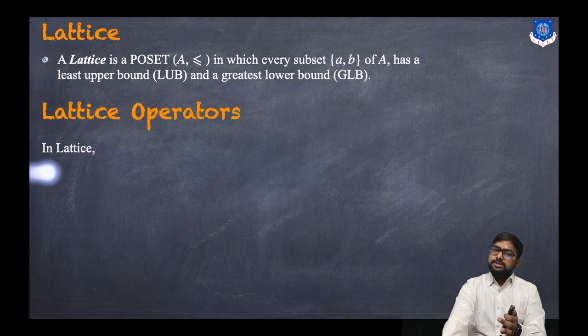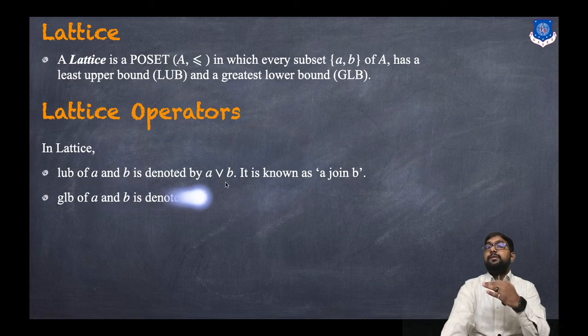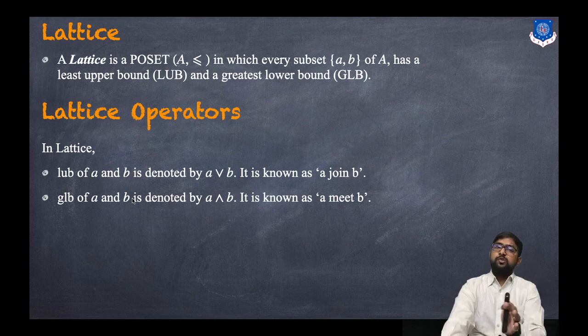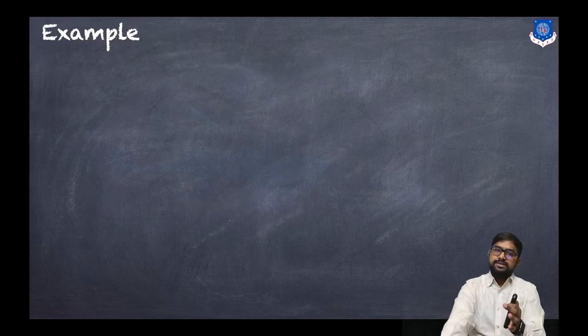In a lattice, the LUB of A and B is denoted by the symbol ∨, A ∨ B, and it is known as A join B. This means LUB of A and B. In the same manner, the greatest lower bound of A and B is denoted by A ∧ B, and it is known as A meet B. So A join B means LUB and A meet B means GLB. Now let us discuss an example.